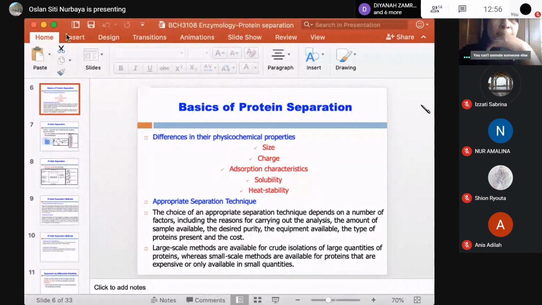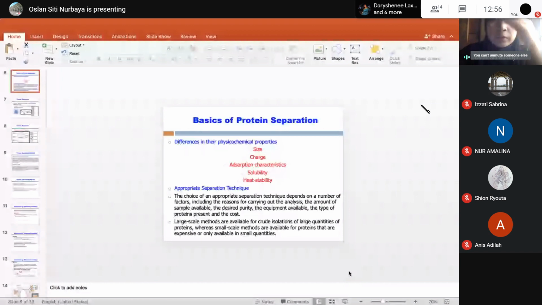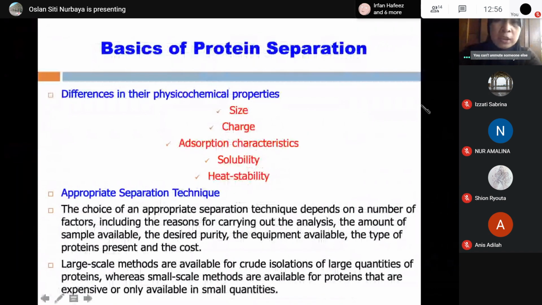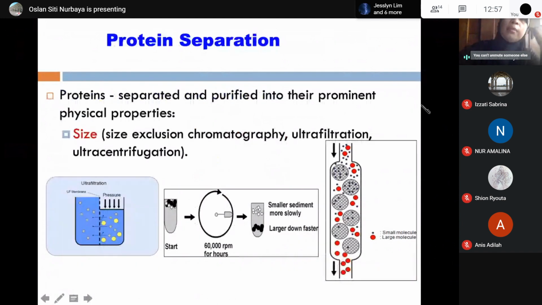Protein separation. So for this part we have done that protein can be separated by size, charge, absorption factor, stability, and heat stability. So another part, we can separate the protein based on the size. We have discussed about SEC, ultrafiltration, and ultracentrifugation.